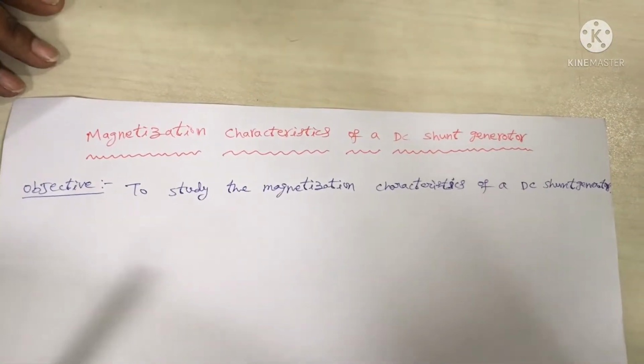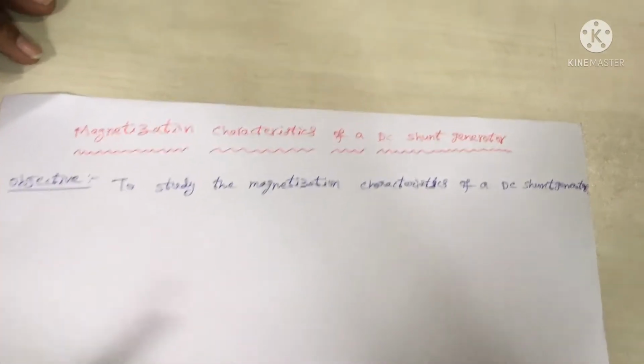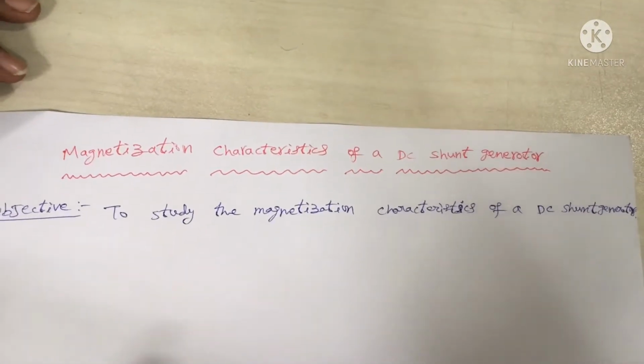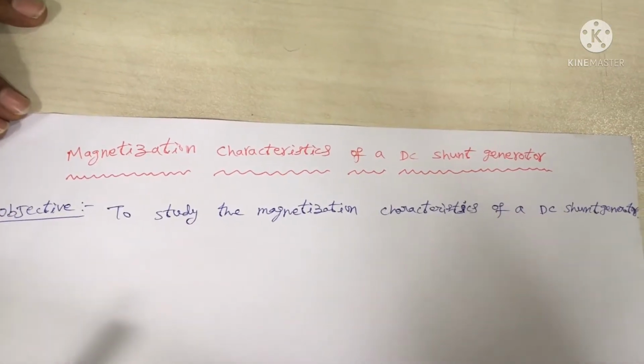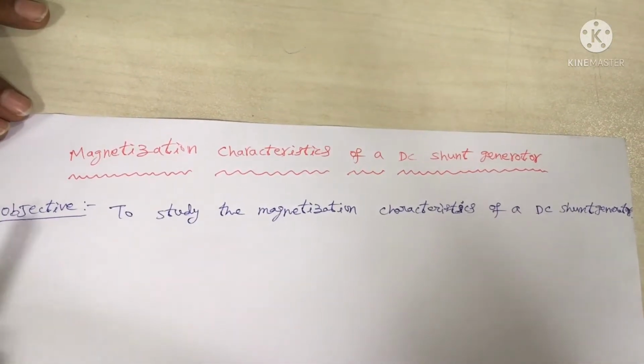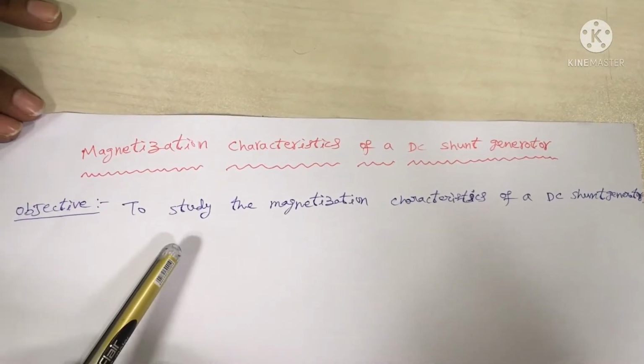Today we are going to perform the magnetization characteristics of a DC shunt generator. The aim of this experiment is to study the magnetization characteristics of a DC shunt generator.